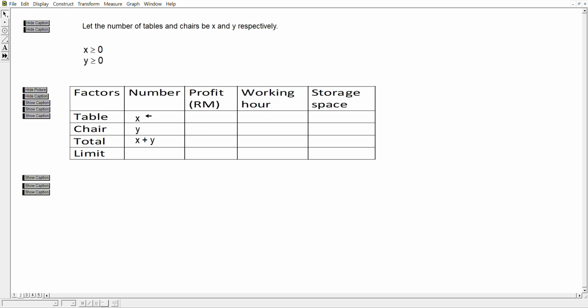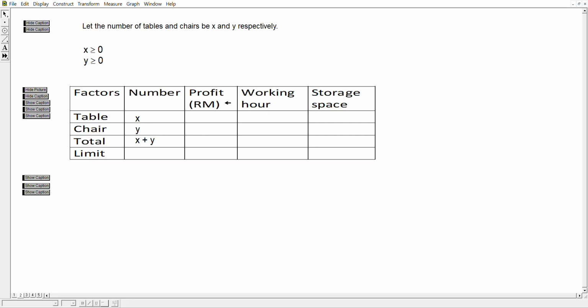X represents the number of tables. X can be 1, 2, 3, 4, 5, so we can have 1 table, 2 tables, 3 tables, and so on. Y also represents the number of chairs, so Y can be 0, no chairs, 1 chair, 2 chairs, 3 chairs, and so on. We don't know what the number is, but we give it a symbol, a variable Y.